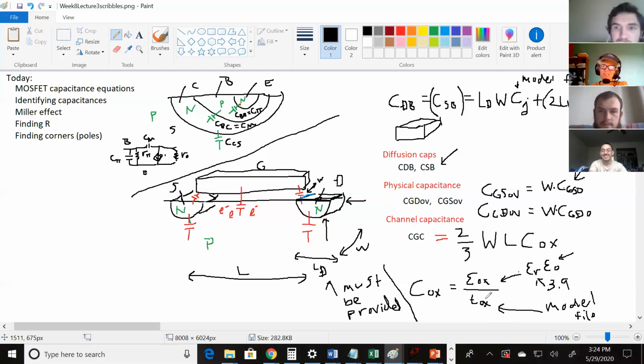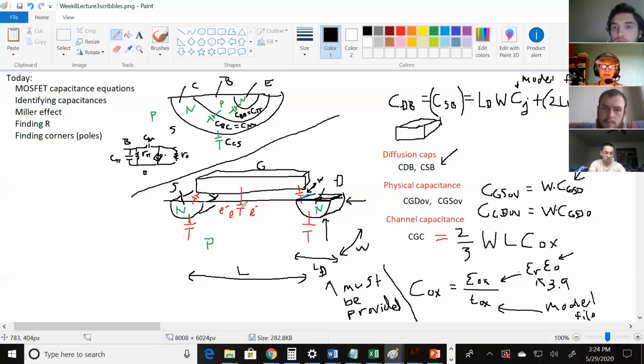Yeah. So this relative dielectric, that's a fixed value for silicon. If you're using gallium arsenide transistors, it would be a different value. But for silicon, it's always 3.9. And this free space, that's always a constant. So that's where that comes from.